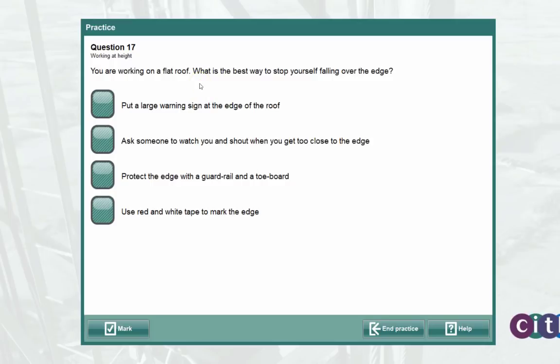You are working on a flat roof. What is the best way to stop yourself falling over the edge? Put a large warning sign at the edge of the roof. Ask someone to watch you and shout when you get too close to the edge. Protect the edge with a guardrail and toe board. Use red and white tape to mark the edge.